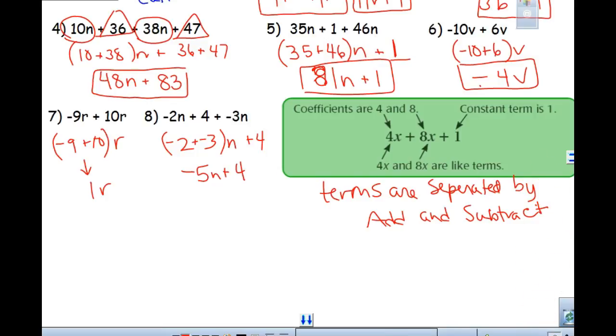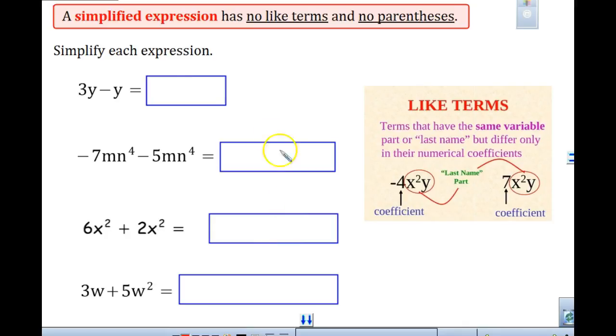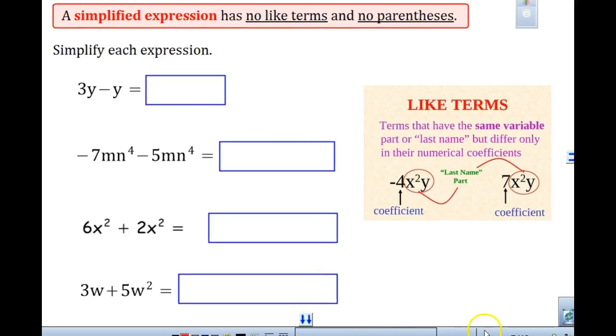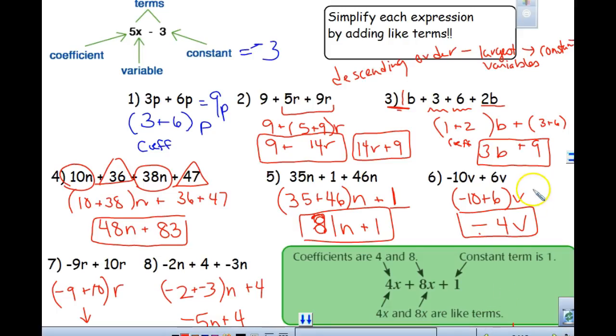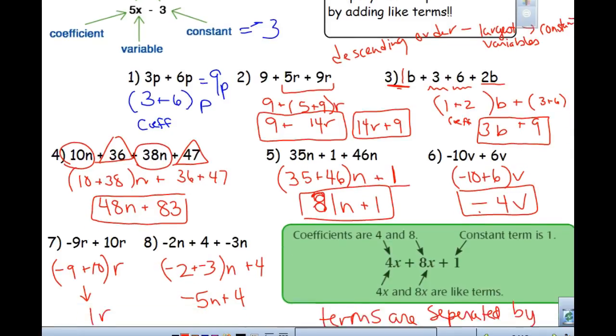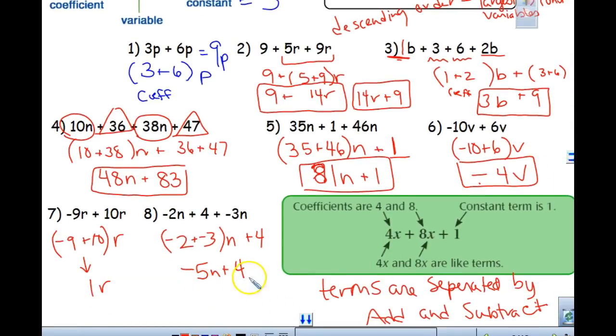All right. So we are simplifying. Simplified means we have no like terms, no parentheses. So, yes. Why are you switching this? I didn't really catch that part. Why are you switching? 4 plus 5 and then negative 5, and then why did you switch it to negative 5n plus 4? And did I switch what one?